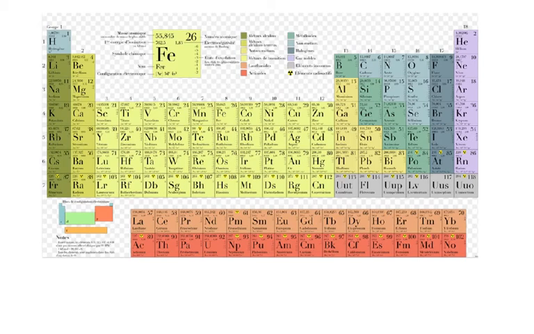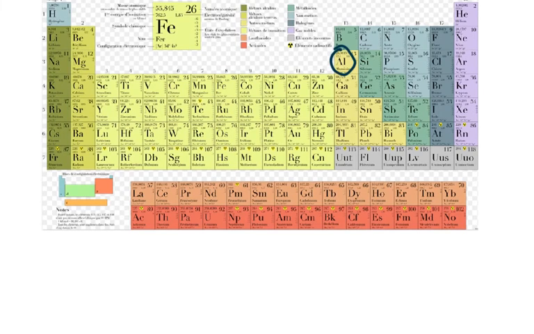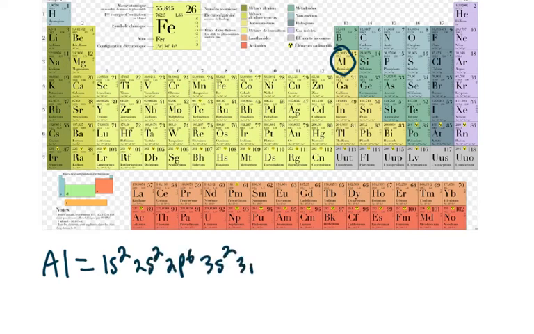All right, so let's re-say what we're doing. Aluminum, and first step again, let's write out our electron configuration notation. It'll help us later. So 1s2, 2s2, 2p6, 3s2, and 3p1. And we have reached aluminum.